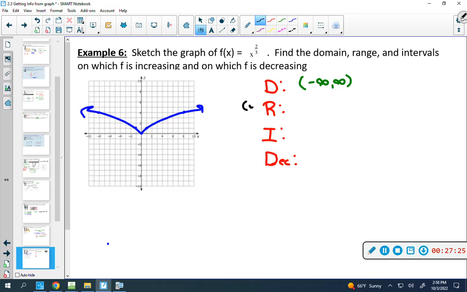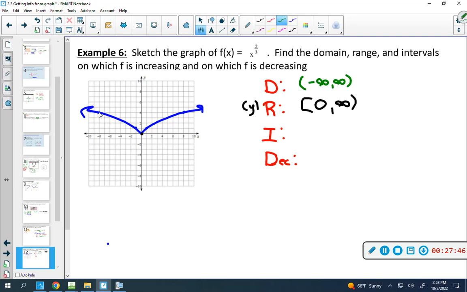Okay, range. Y's, remember. So think your y-axis. So I need the smallest, the lowest, to the highest. Okay, all right. Well, here's the lowest point, which is at 0, then I'm above. So I'm going to say from 0 to infinity.